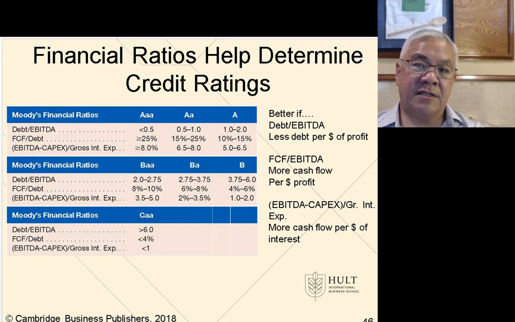And we'll look at rating agencies later on when we get to bond financing. It's an essential part of the capital markets. But for now, I just want to introduce the idea of a credit rating agency and how much of their business is done doing financial ratio analysis of companies.